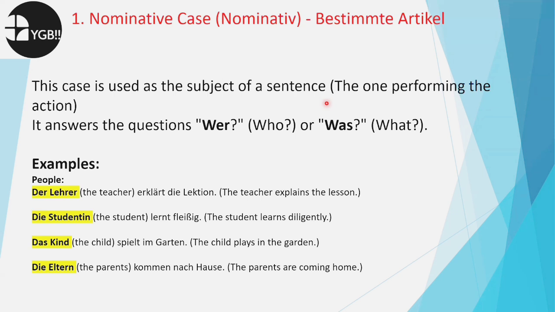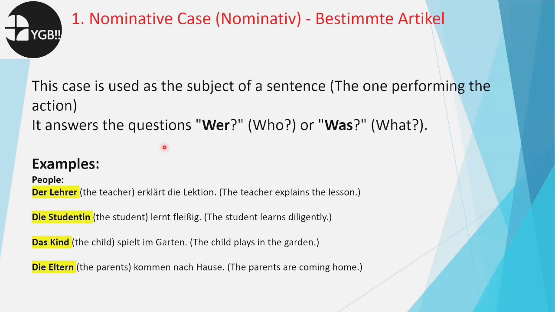As you know, in English, when you want to know who or what is the subject, here it answers the questions wer or was. Wer means who, was means what. So you can say it is the doer of the action. When you talk about the doer of the action, then you say it is the subject.